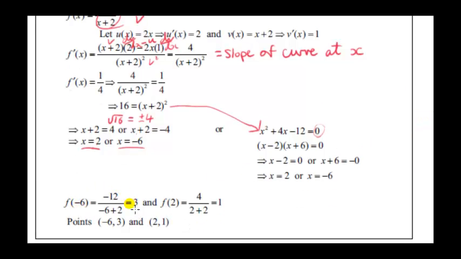So when x is minus 6, y is 3. When x is plus 2, y is 1. So here are the 2 points on the curve where the slope of the curve is 1/4.